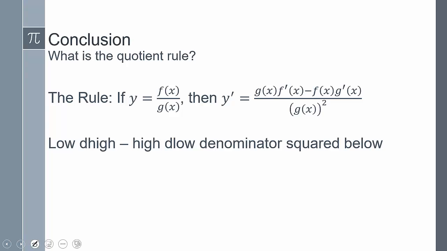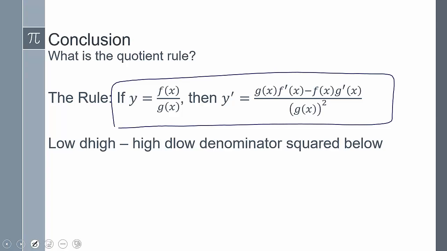So what is the quotient rule? That's the new rule that we applied to differentiation. It's something that we need to know, something you need to memorize. To help us memorize it, low d high, that's referring to the derivative. Low is the denominator, high is the numerator. So low d high minus high d low, denominator squared below. And that's the interpretation of that statement right there.